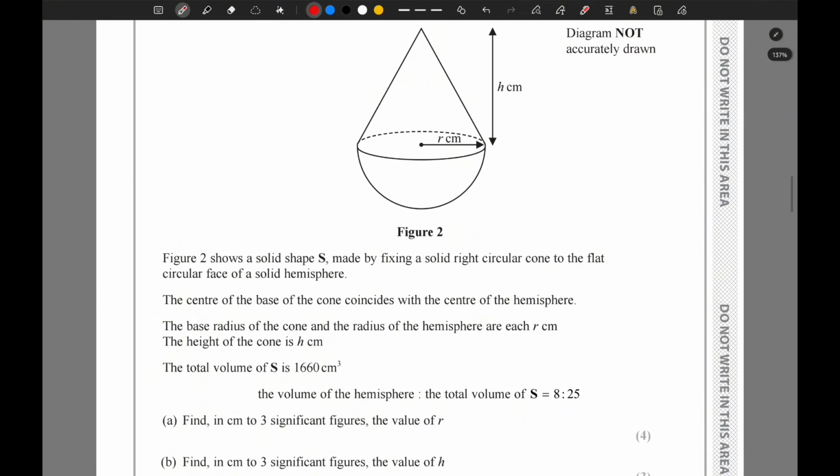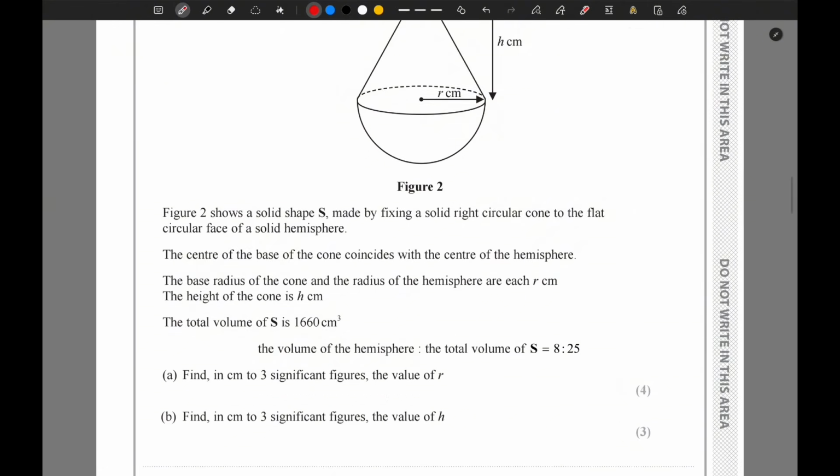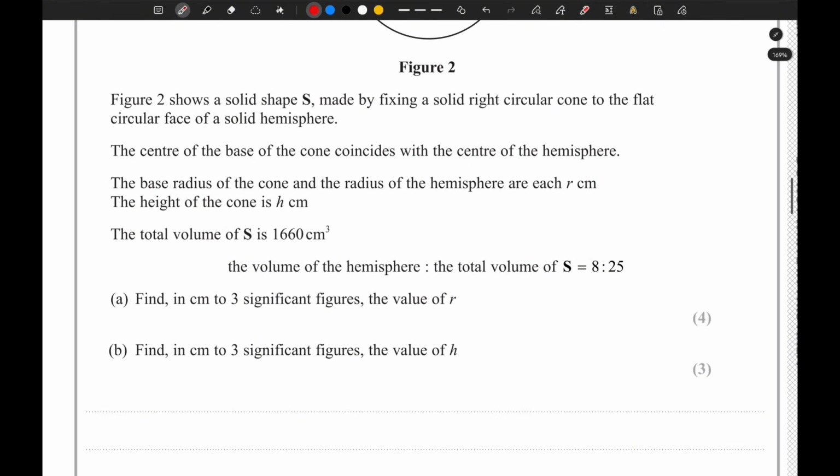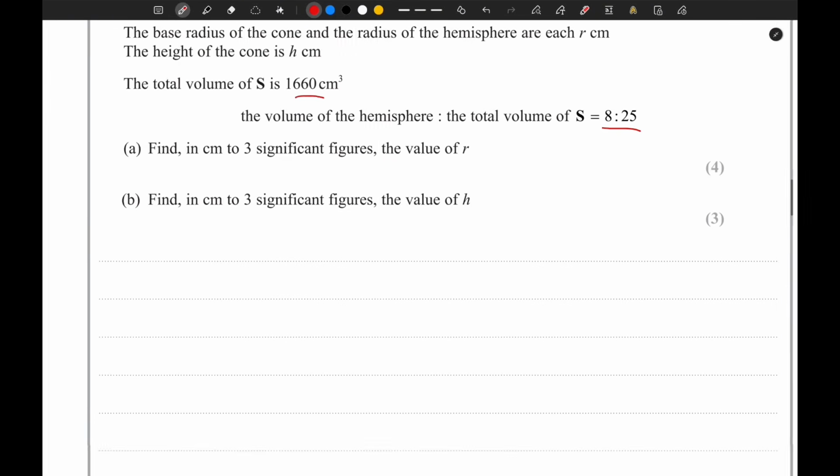This is a solid shape S, which is made by fixing a solid right circular cone to the flat circular face of a solid hemisphere. Now the volume of this whole shape is 1660, and the ratio of the volume of the hemisphere to the volume of S is given as 8 over 25. First we need to find out the value of r.